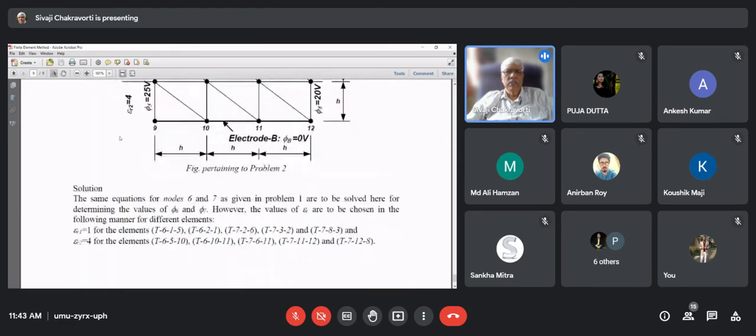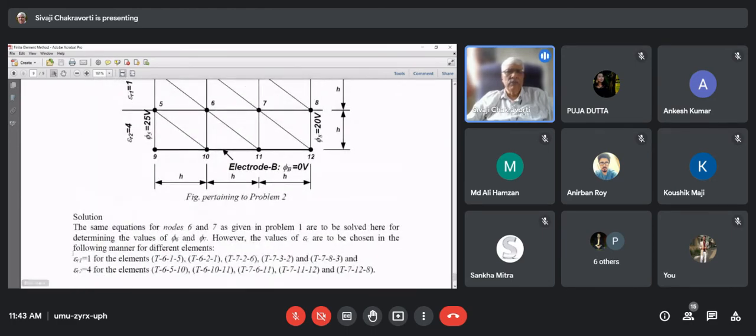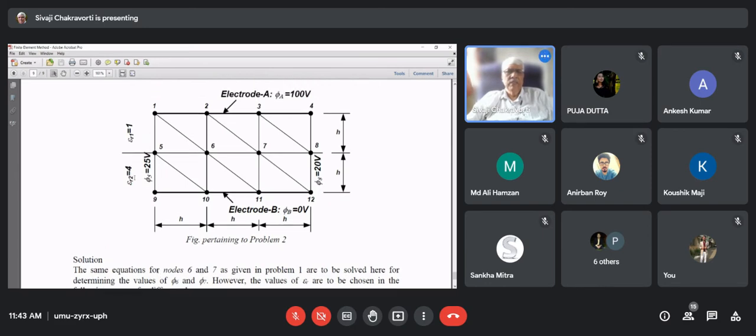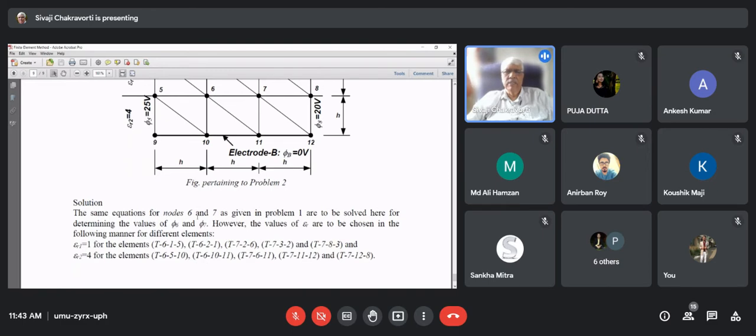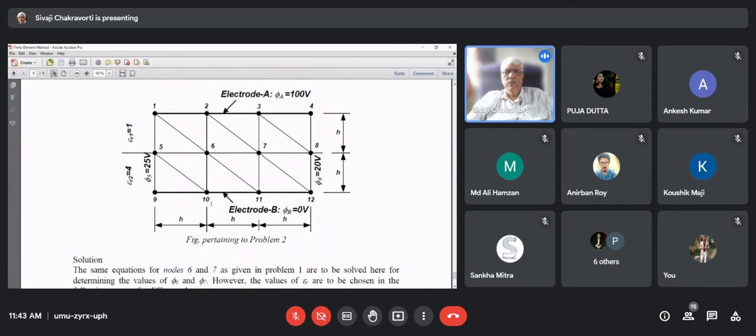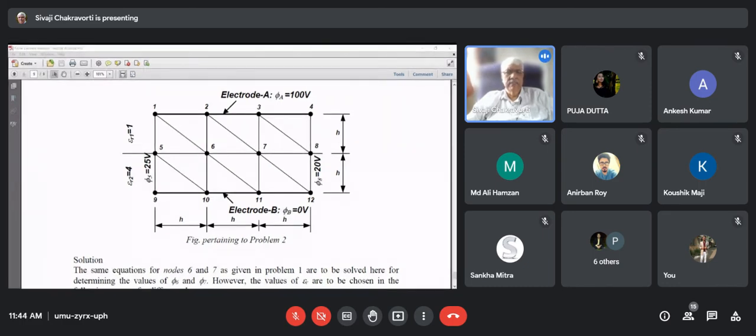So similarly, we follow the same methodology given in problem 1, but we choose the value of epsilon r1 and epsilon r2 according to the triangles. That means which triangle has epsilon r of 4, which triangle has epsilon r of 1, which is very clear from the configuration. So you can clearly see that development of equations for FEM is really a powerful one. Having said that, one thing I have not discussed that I have to discuss, because that's a very important aspect.